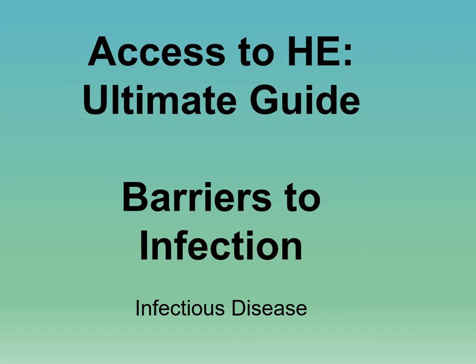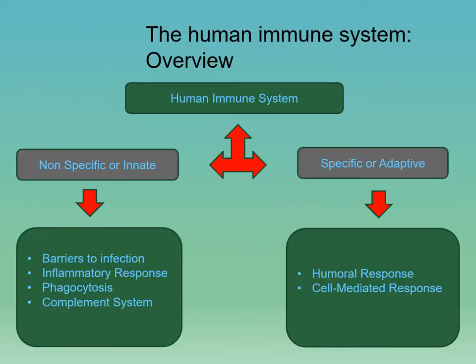Today we'll be talking about barriers to infection as part of the infectious disease unit. The slide shows the structure of the human immune system, and obviously the immune system is at the top, and you can see that the immune system is split into two branches. Now the two branches, although they can be identified as separate, work together to protect us from all the different pathogens that are swarming around us in the atmosphere and everything that we touch, etc.